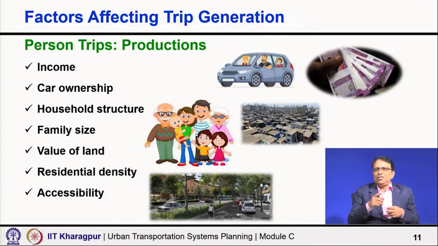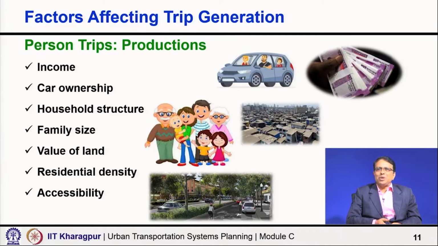Then the value of land and residential density, they are really meaningful. If you see indirectly, where the value of land is higher, think of any area of a big city where high income people live and infrastructure is much better and facilities, amenities are better, there the value of land will be higher. So, value of land is also an indication that the higher the value of land, you may get even higher trip productions from that area.